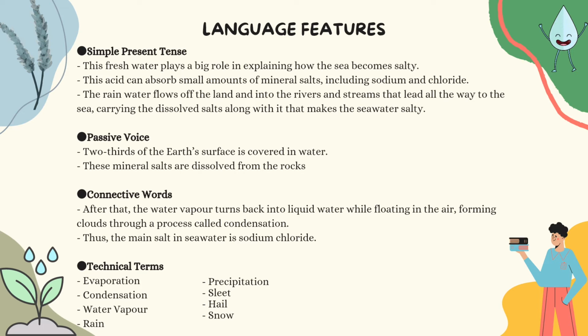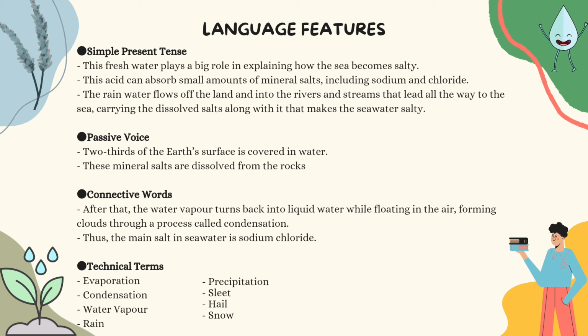First, this text uses simple present tense. Example, this fresh water plays a big role in explaining how the sea becomes salty. This acid can absorb small amounts of mineral salts, including sodium and chloride, and the rainwater flows off the land and into the rivers and streams that lead all the way to the sea, carrying the dissolved salts along with it that makes the seawater salty.